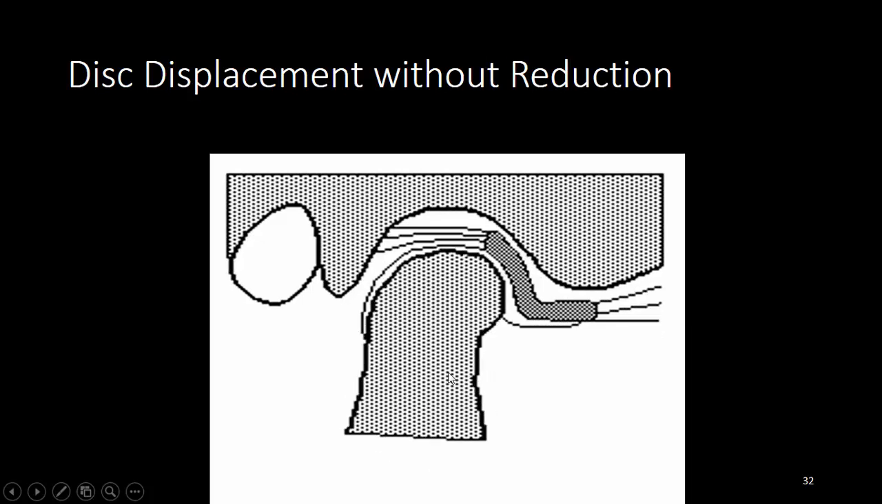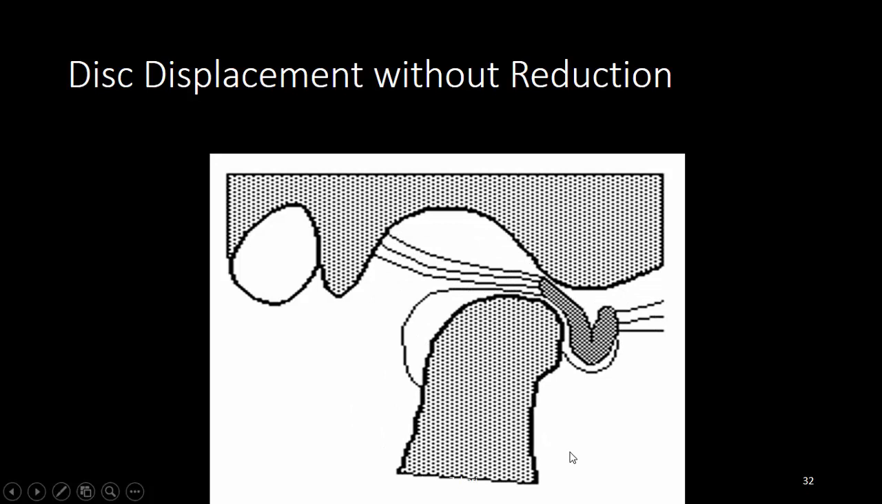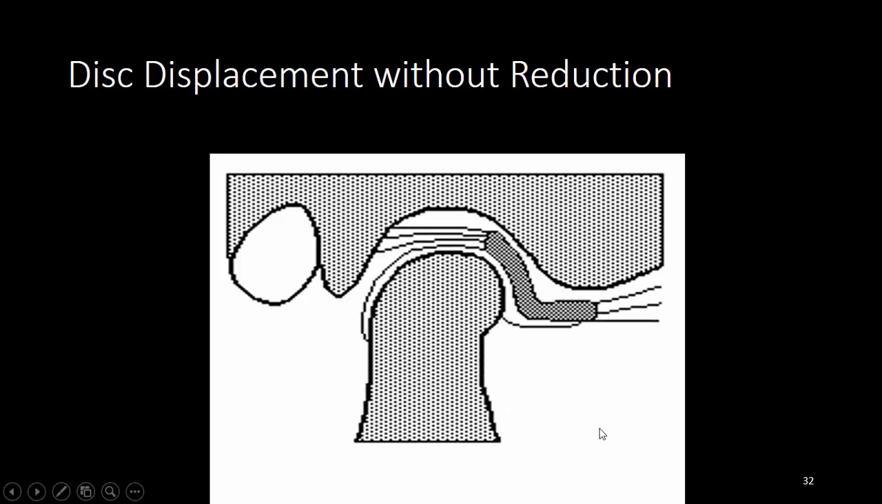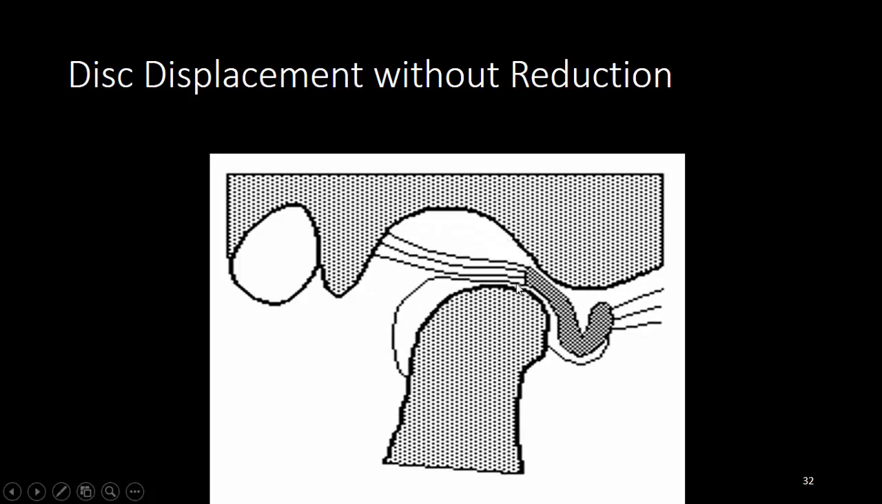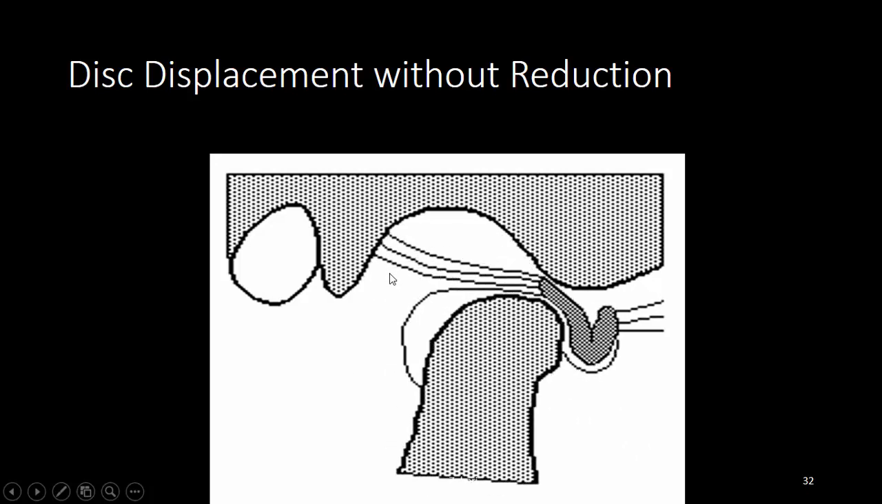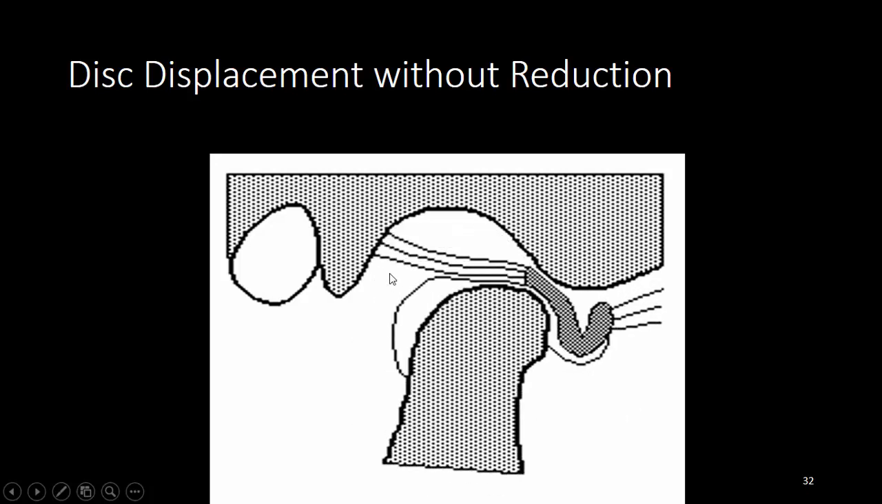And then disc displacement without reduction. Only hinge movement is possible, translatory movement is restricted, and patient won't be able to open more than 35 millimeter. Over here you can see it is trapped. It is not coming back to its original position.